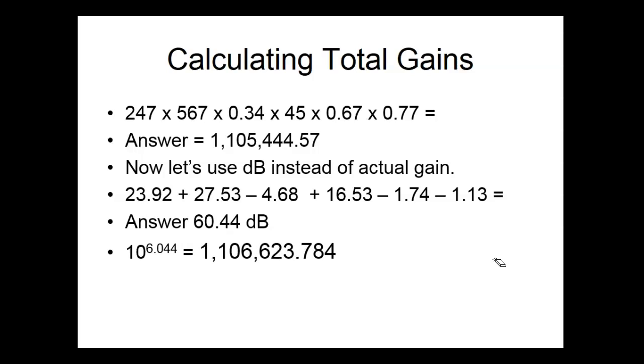Then I can take this. This is rounded, so this is unrounded. So this is 1,105,444.57. Here we rounded to two decimal points. So this gives me 1,106,623.784. So it's not perfect, but it's what? It's close enough, right? Y'all understand that?